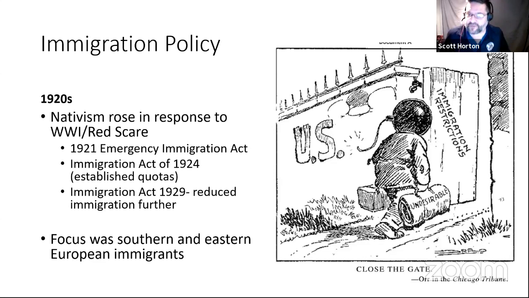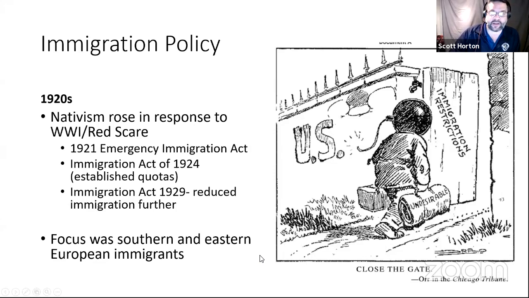So we have a period of anti-immigrant feeling in the time period here, and you can see this very old cartoon suggesting that we should maybe close the door on immigrants. You can see that the immigrant's head here is portrayed as a bomb with a lit fuse at the end of it. So kind of a 1920s anti-immigrant sensation.